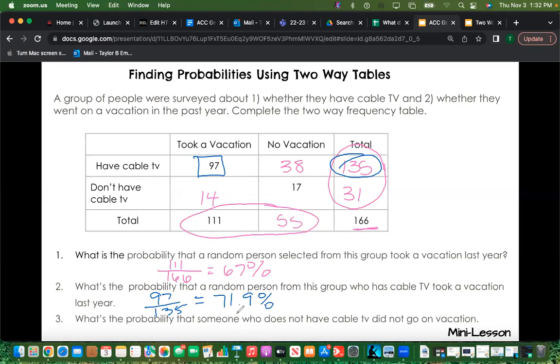Does anybody not know how to change it from a decimal to a percentage? Just to clarify, if I get 0.719 and I want to change it to a percentage, I would move the decimal two places, and that's going to be 71.9%. Or you can multiply it by 100, whatever. That's fine.